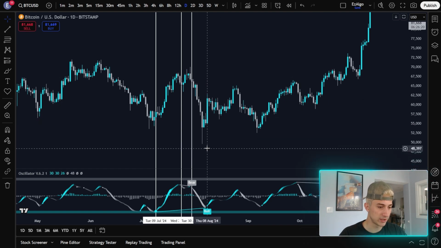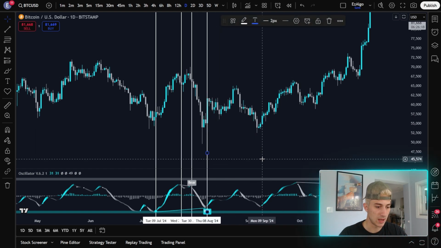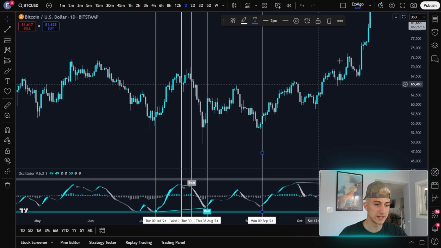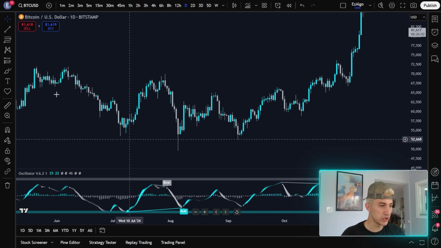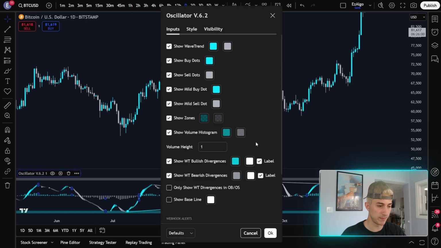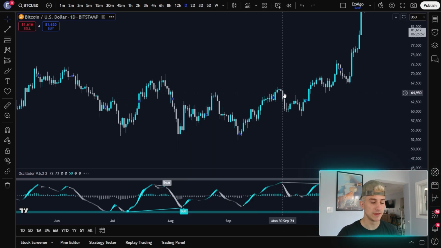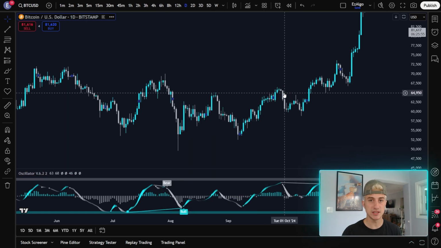A mild buy signal here. Okay, price goes up. A mild buy signal here, right? Price goes up. We also have this volume histogram here. Now, if you want to make this a little bit bigger, you can. So I'm going to make the volume height too. This shows you volume. So I like to use the momentum in confluence with the volume.